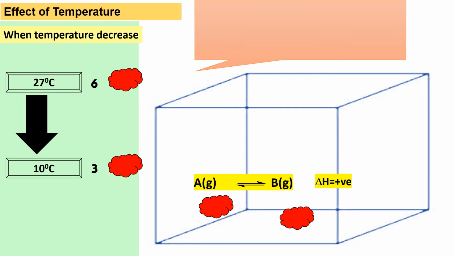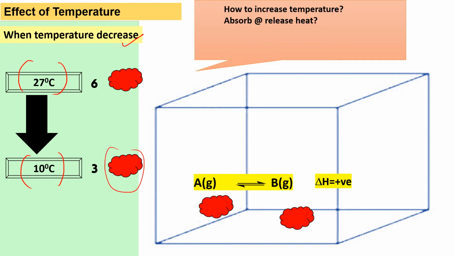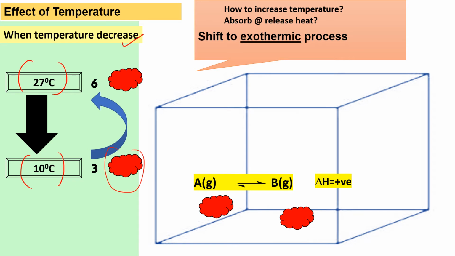Next, how about when the disturbance is a temperature decrease? Okay, now the temperature decreases from 27 to 10 degrees Celsius. So now there is less heat, right? Now how do you increase your temperature again? So you want more heat. So the answer should be that you want to produce more heat, that means the answer should be release the heat. So you shift to the exothermic process.